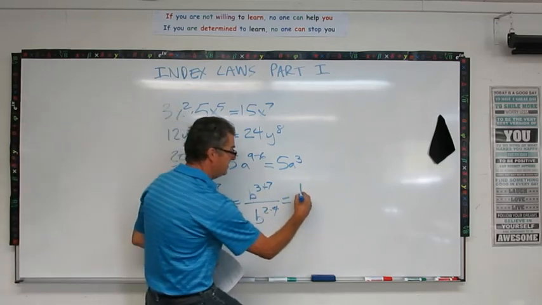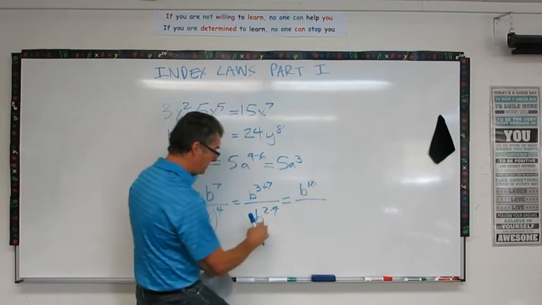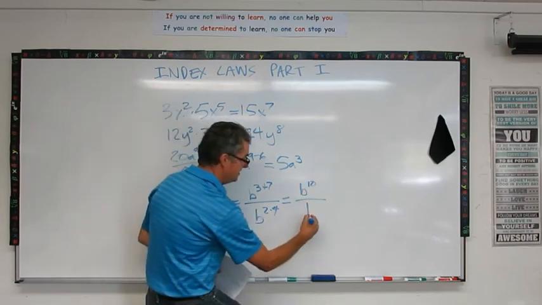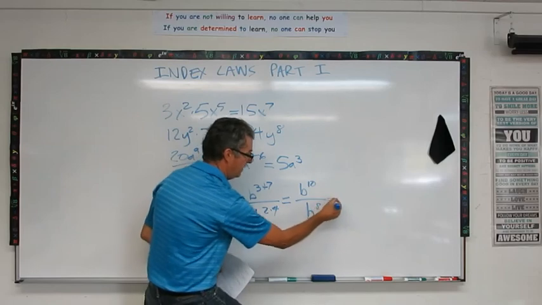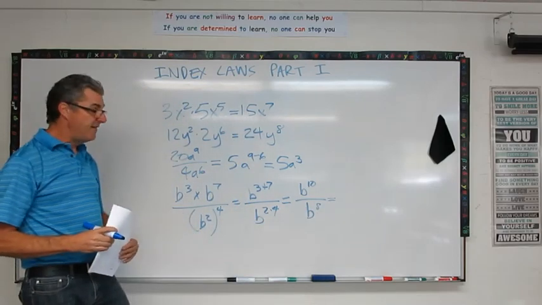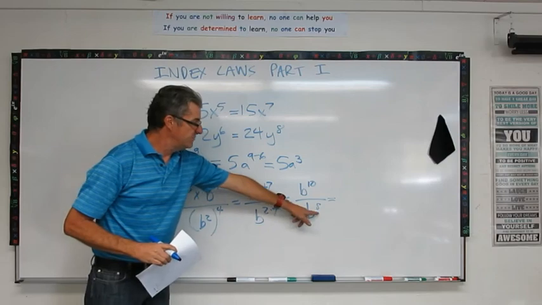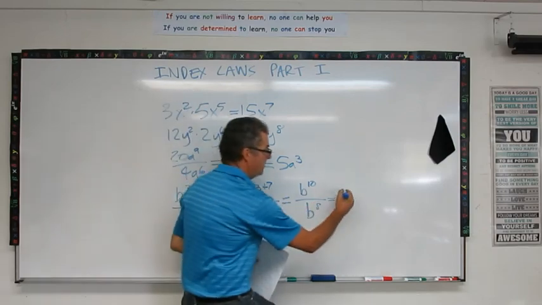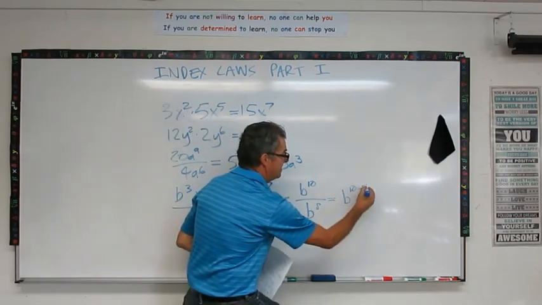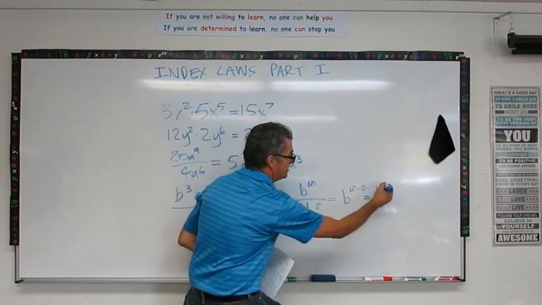b to the 3 plus 7 is just b to the 10. And on the bottom, b to the 2 times 4 is b to the 8. Okay? Now I have a quotient, and I would just subtract the 8 from the 10 and get b to the 10 minus 8, which is b to the 2.